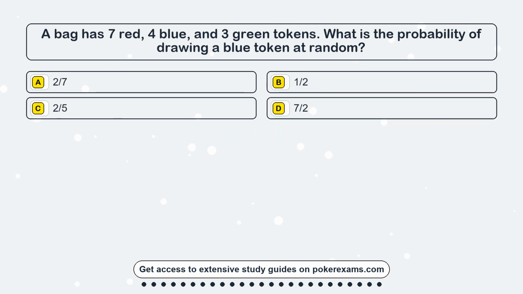Question 22. A bag has 7 red, 4 blue, and 3 green tokens. What is the probability of drawing a blue token at random? Option A, 2/7. Option B, 1/2. Option C, 2/5. Option D, 7/2.